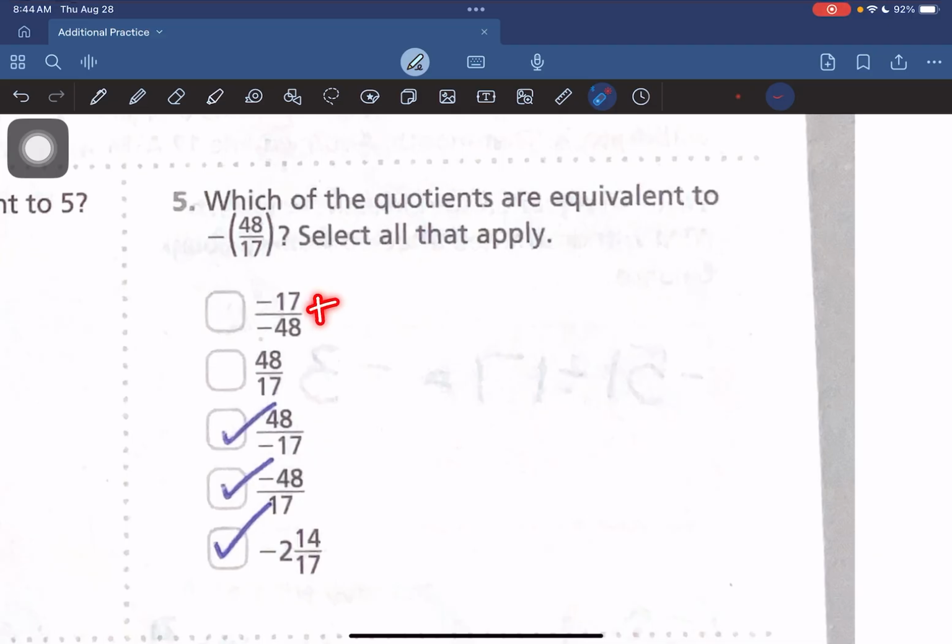Negative divided by a negative is a positive, so we can't pick that one. This one will also give us a positive, but right here we have one negative, and then this is just the mixed number worked out through long division. So all 3 of these will give us a negative, just like this one is negative.